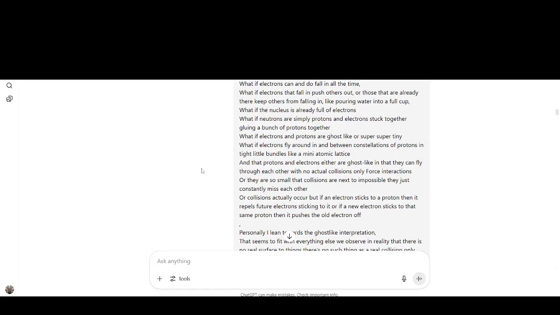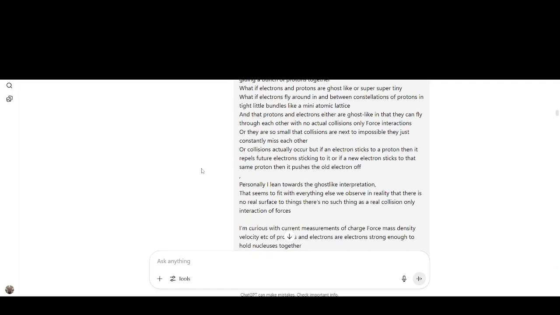What if neutrons are simply protons and electrons stuck together, gluing a bunch of protons together? What if electrons and protons are ghost-like, or super tiny? What if electrons fly around in and between constellations of protons in tight little bundles, like a mini atomic lattice? And that protons and electrons are either ghost-like, or that they can fly through each other with no actual collisions, only force interactions, or they are so small that collisions are next to impossible, they just constantly miss each other.